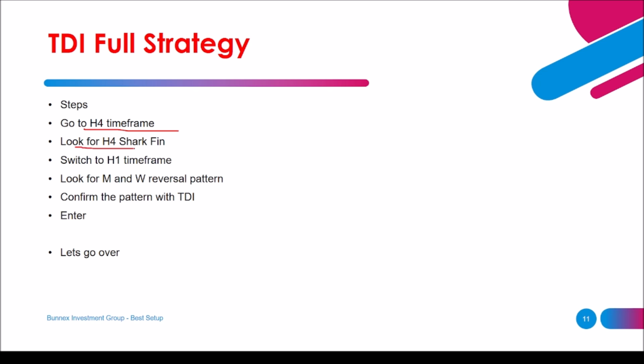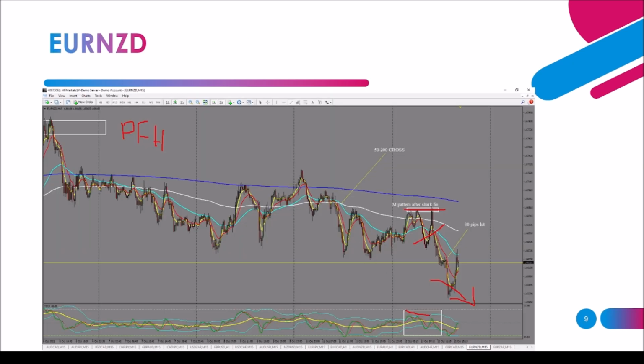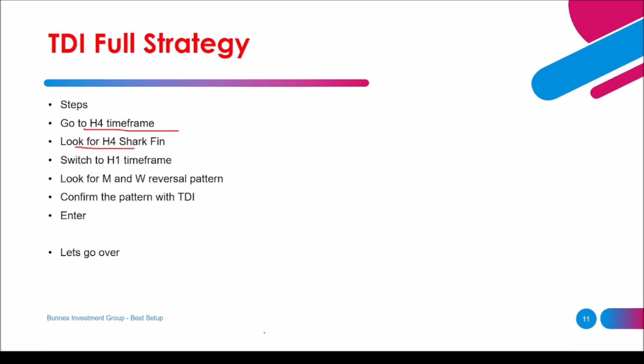Then look for the H4 shark fin. By shark fin, we mean, in this case, you can see that when the TDI or the RSI line like this goes out of the band, these blue bands, we call it a shark fin. It's just a nickname to say a shark has gone out of the ocean and we can now see its fin. So it's a shark fin when we see the RSI going out of the bands. So we are just saying look for when the RSI goes out of the bands on the H4 time frame.